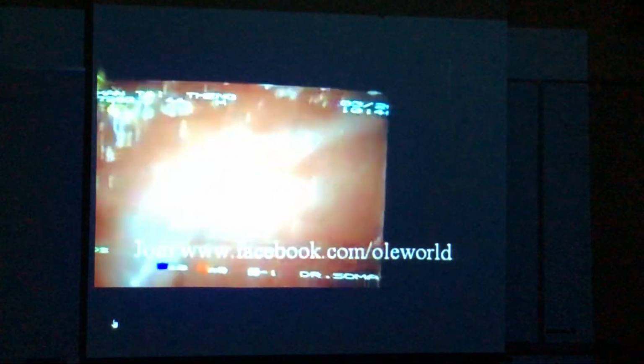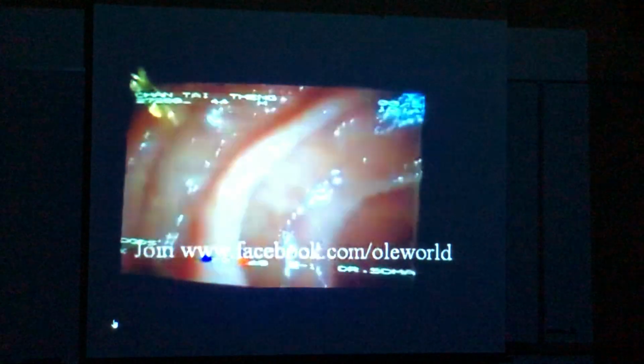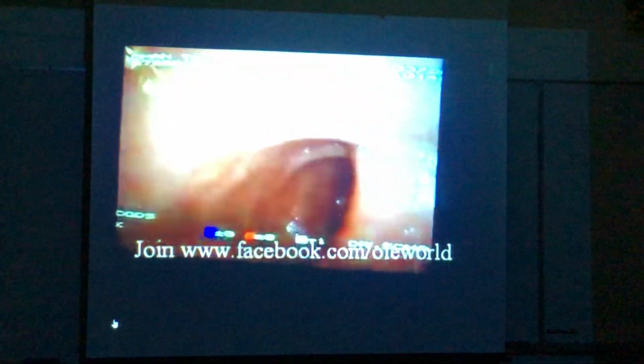Nice plicae, nice folds. This is the second part of the jejunum. Look how nice and shiny it is. It's like lots of mucus. Now we are in the first part of the jejunum. They're going backwards. There's your pyloric sphincter. They went back in. They're going to pull back out again.